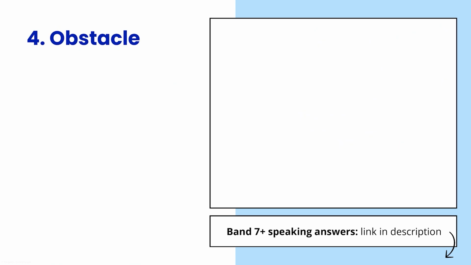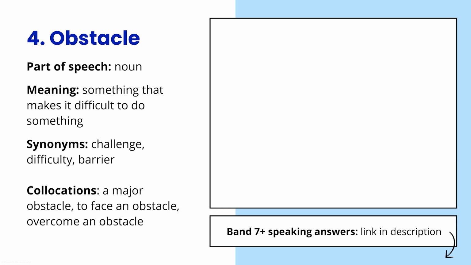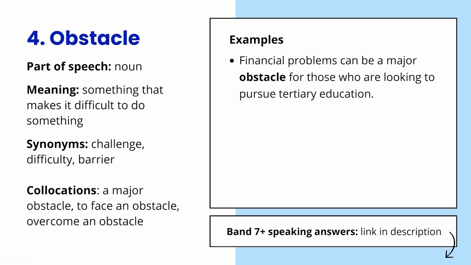Number 4, obstacle. Obstacle is a noun, and it means something that makes it difficult to do something. Some synonyms are challenge, difficulty, or barrier. Some common collocations are a major obstacle. Major means big or serious. To face an obstacle, overcome an obstacle. Here's an example. Financial problems can be a major obstacle for those who are looking to pursue tertiary education. Now, tertiary education simply means university education.